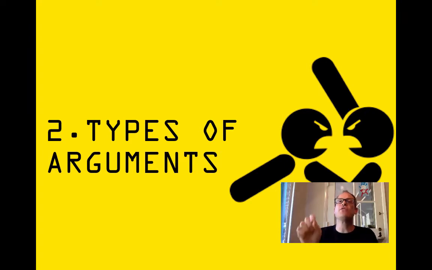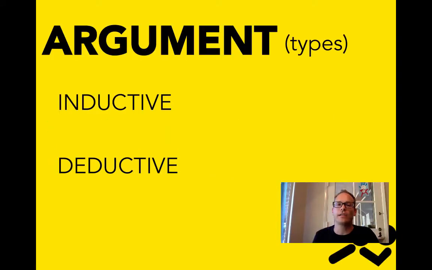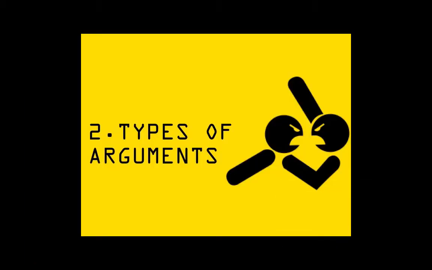All right, now there are different kinds of arguments. In other words, there are actually three ways, but there are two ways in which the premises and the conclusions can be related to each other, and these features break arguments into two categories. Arguments can be inductive, or arguments can be deductive.